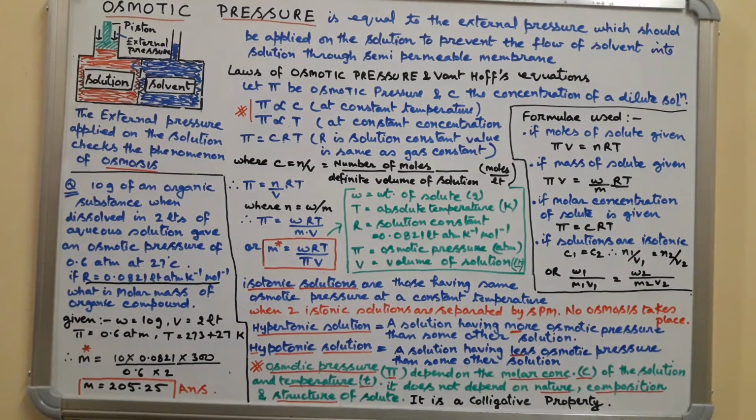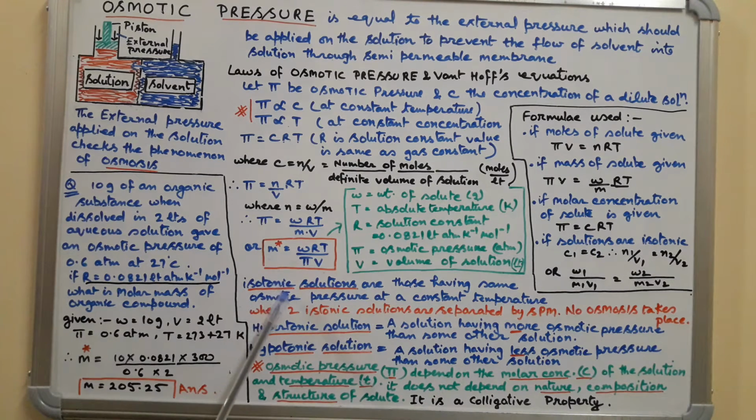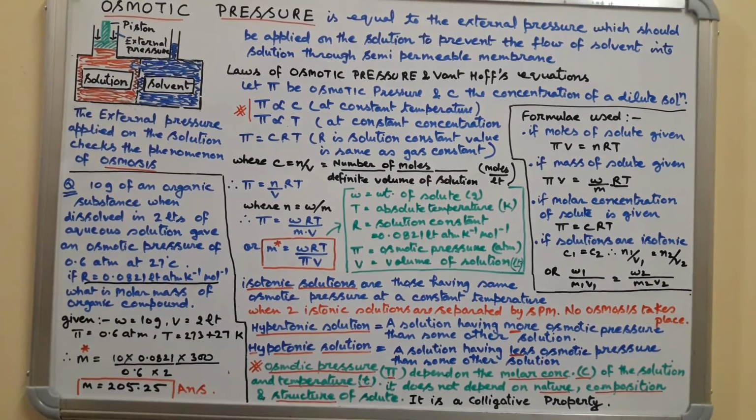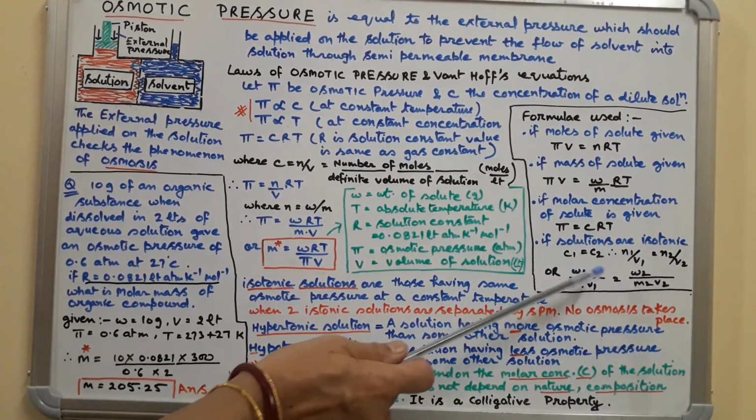Now there is one more transformation of this formula, but before that you have to know these terms. There are three more terms given here: isotonic, hypertonic and hypotonic. Now let's see what isotonic is. Isotonic solutions are those having the same osmotic pressure at a constant temperature. When two isotonic solutions are separated by a semi-permeable membrane, no osmosis takes place. So if a numerical says that two solutions are isotonic, what formula will you use? See, when two solutions are isotonic, their concentrations are the same, so I can write C1 equals C2.